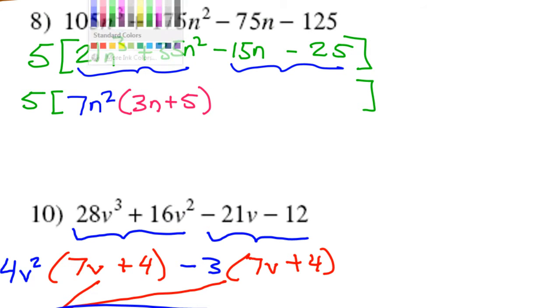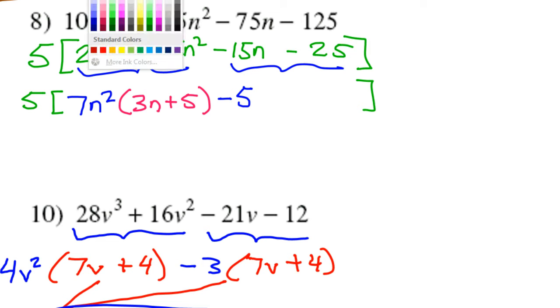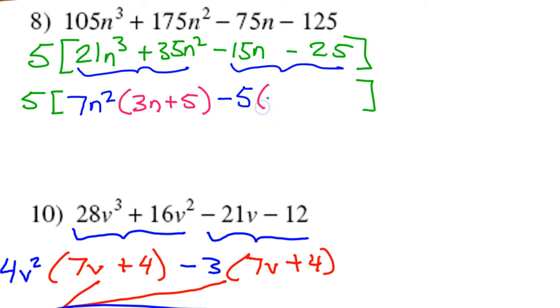Looking at the next pair, I see both of these are divisible by 5. Because of the negative sign, I'm going to call it a negative 5. There are no n's, so just negative 5. So that's going to leave behind 3n plus 5. Oh, what a coincidence. It's the same as this one.